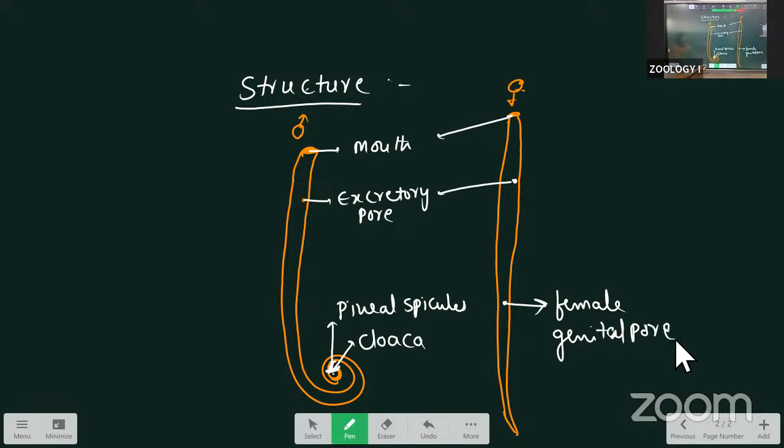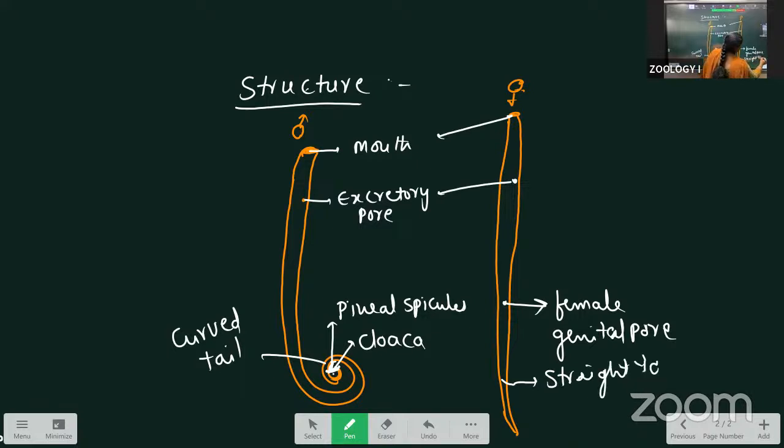What's the main difference between these? Both of them are cylindrical, but the male has a curved tail. Here we write it as a curved tail. This is the main difference. The curved tail is present here, and the females are larger than the males. Here, this one has a straight tail.